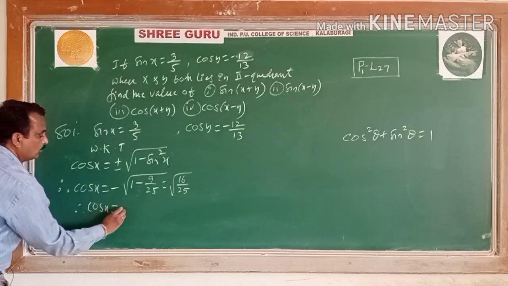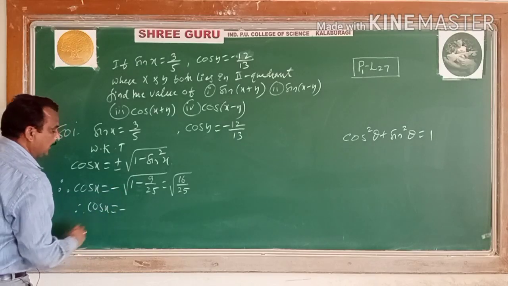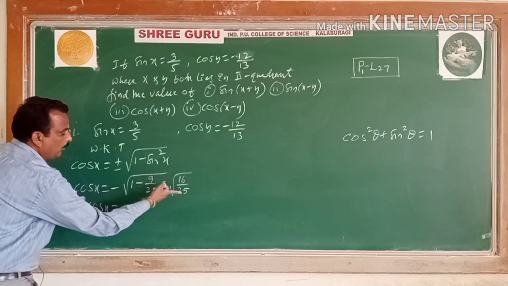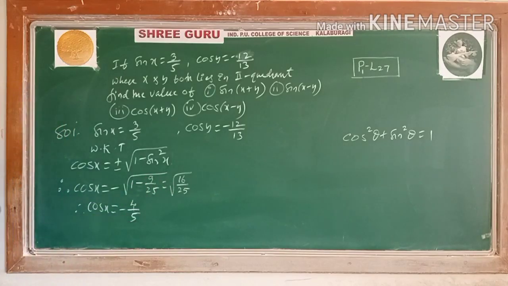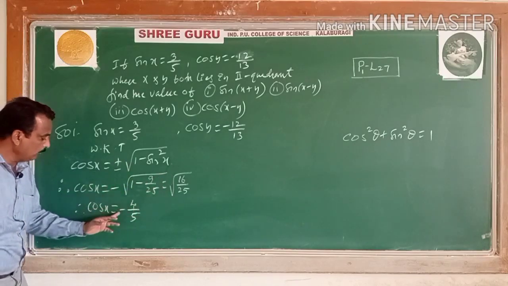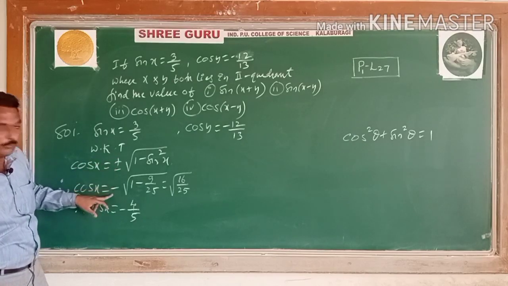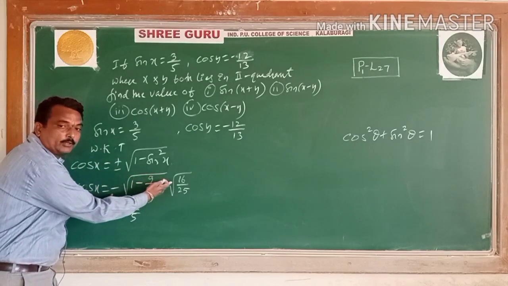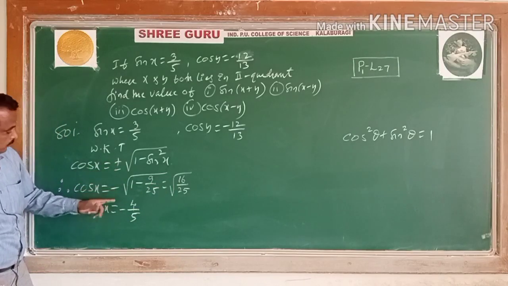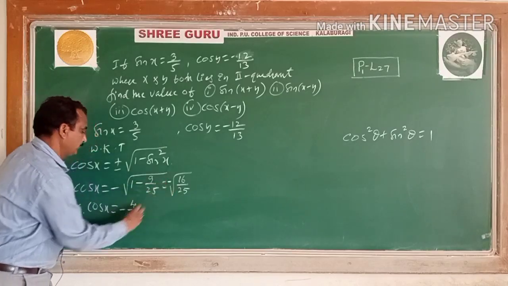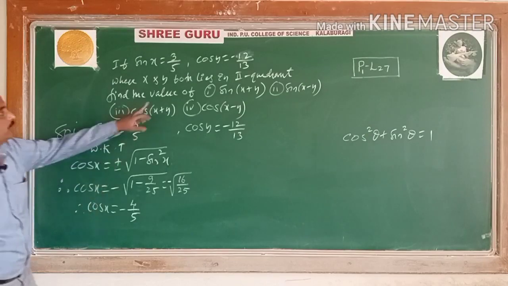Therefore, cos x equals plus or minus 4 by 5, but you have to take negative only. So it is minus 4 by 5. From the very start, when choosing between plus or minus, you have chosen the negative value, because cos is negative in the second quadrant. So cos x equals minus 4 by 5.